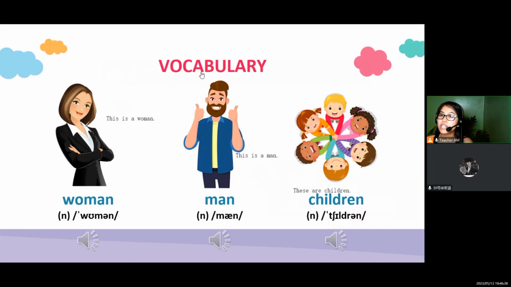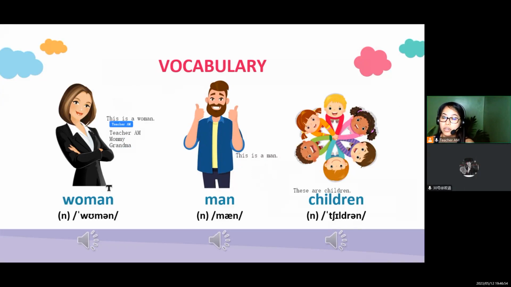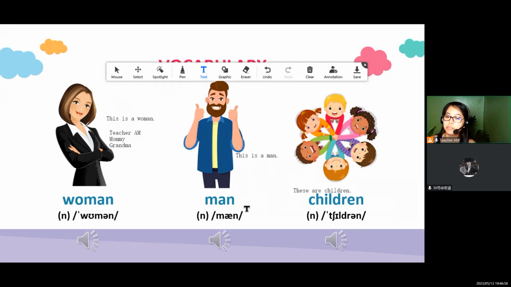Okay. Now, when you say woman, that is teacher, mommy, grandma. Okay, those are women. So when you say man, example, that is daddy, grandpa, and uncle. Okay?